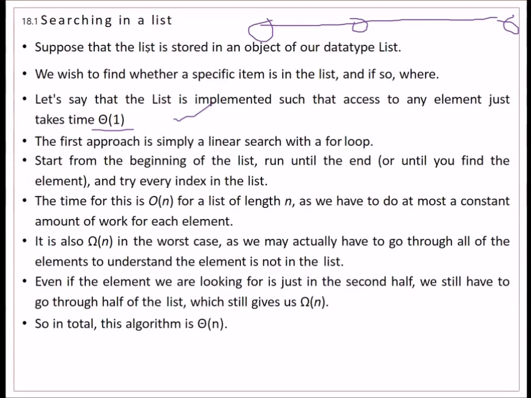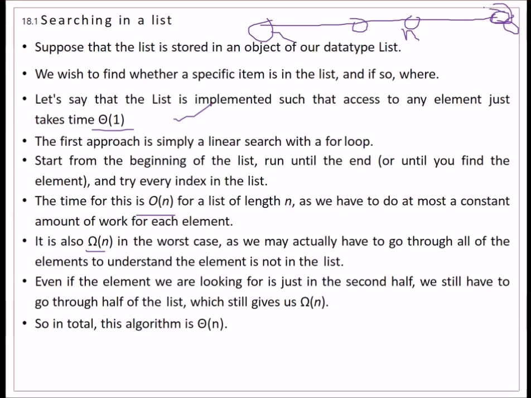So the time for this will be order of n for a list of length, say, n, and we have to do at most a constant amount of work for each element. This will be omega n in the worst case if the element is last, and we may actually have to go through all the elements to understand whether the element is in the list or not. Even if the element is not there, you have to search through each element till the last.